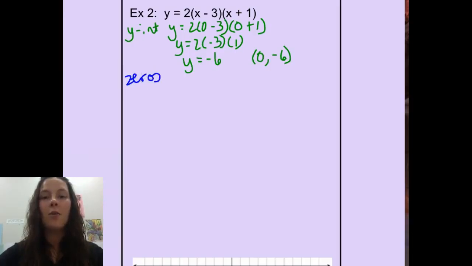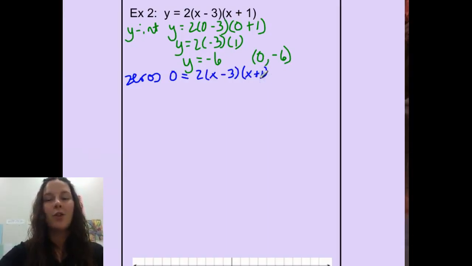Our zeros occur when our y value is 0. These are our x-intercepts. So we replace y with 0 this time and solve for x. This is our zero product property. We can only get 0 when we multiply if we're multiplying by 0. Looking at that coefficient of 2, 2 can never equal 0, so we don't use that when we're finding our zeros. We only use the pieces with variables.